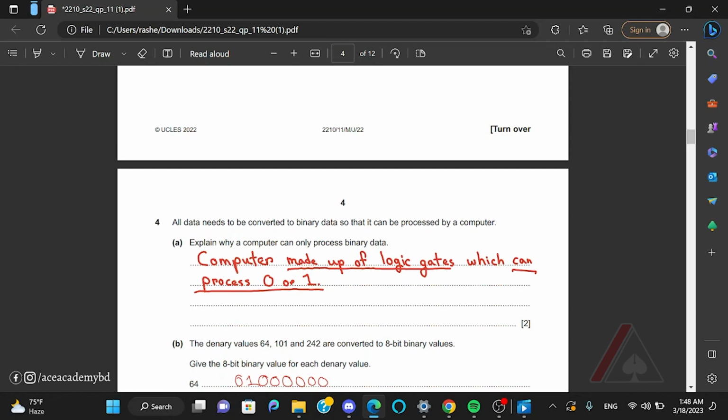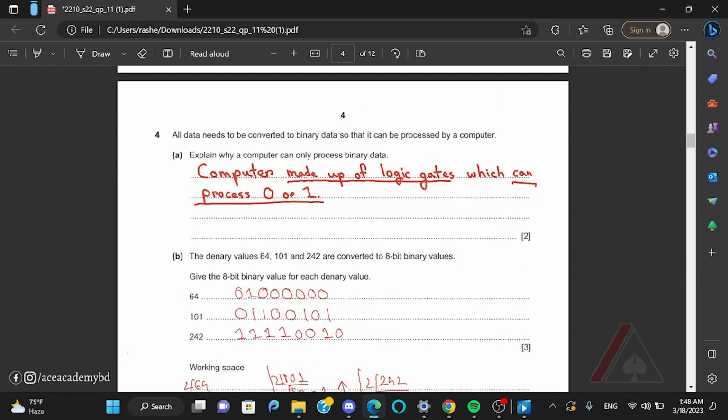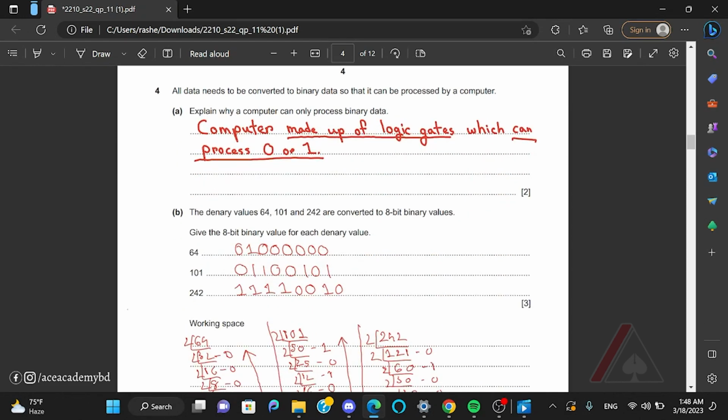So essentially, computers are made up of a bunch of logic gates which can only process 0 or 1, and they usually have outputs of two states, either on or off, which are represented by 0 or 1. So essentially, computers can only process 0 or 1, which represents binary data.